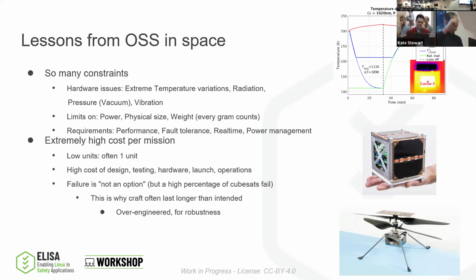When we were talking about the radiation, the talk on radiation, that's just one of like five things that are super hard about space. There's the temperature, the vacuum, the vibration. You have limits on the power, the physical size, the weight. You have requirements in terms of performance, fault tolerance, real-time, power management. And then it's an extremely high cost per mission because of those. Also, how many units can you amortize that cost over?